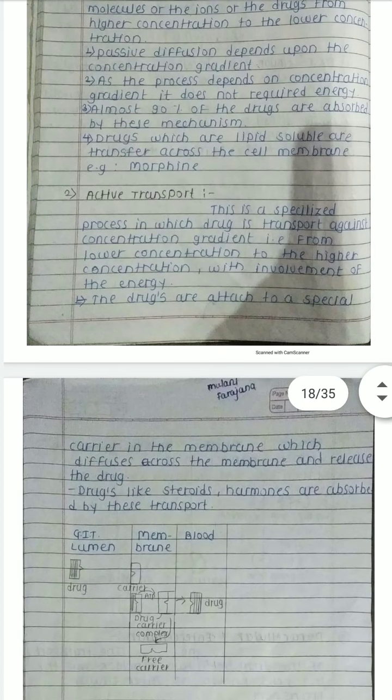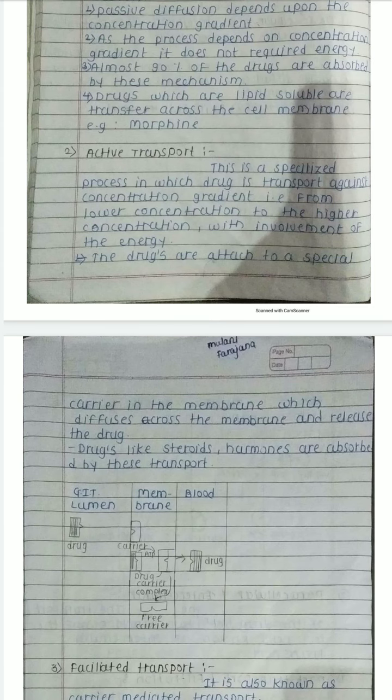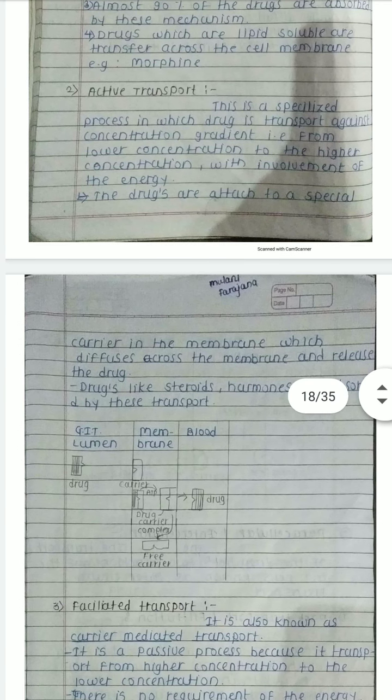Next is active transport. It is opposite to passive diffusion. In this, transport will take place from lower concentration to higher concentration. So it will require energy in the form of ATP, because we are going against the gradient. Now we know when we are going from top to bottom, we do not require any kind of energy. But when we are going from bottom to top, we require energy, because we are going against gravity, so we require more energy to climb that hill.